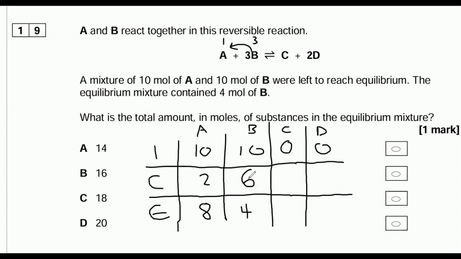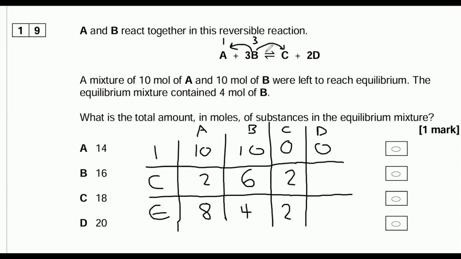Now we're going to apply the same technique here. We're going to go from B, or we could do A. A might be easier. So A changed by 2, which tells me that C changed by 2. Or if you like to do B, you can say B to C is 3 to 1, so 6 divided by 3, and C changed by 2 moles. As there was 0 at the start, there were 2 moles at the end.